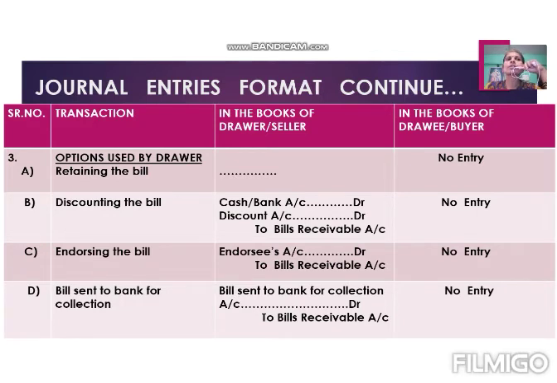Understood? So in case of discounting the bill, the entry in the books of drawer is cash or bank account debit, discount account debit, to bills receivable account. Is it clear? Then next option, if drawer thinks that I have to follow endorsing the bill. What is the meaning of endorsing? Endorsement means transfer the bill to a third party.